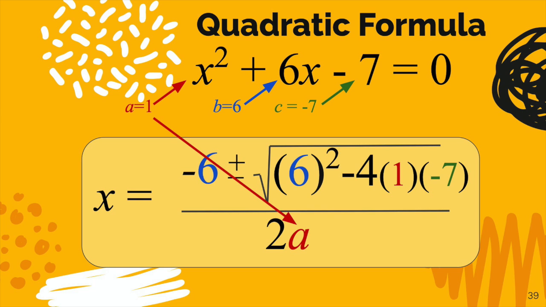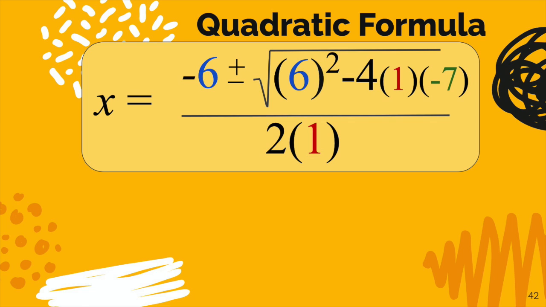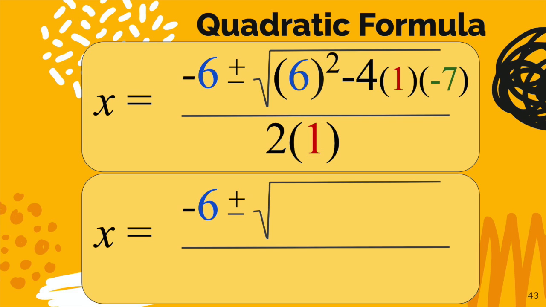Well, here we go again. We got to put that 1 in for a. So we put our 1 in right there. Now let's move this up a bit so we can now simplify and get our two answers. First thing we do is just rewrite it as negative 6 plus or minus giant square root. We're going to focus under that radical. Again, that area is called the discriminant. It actually has a name.